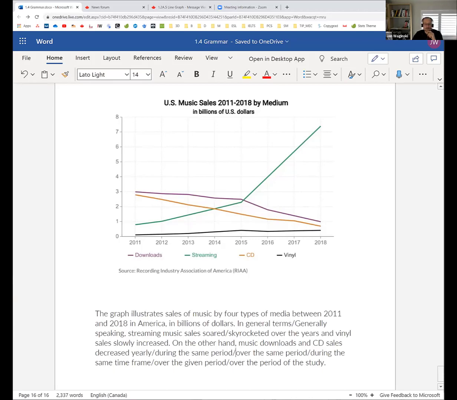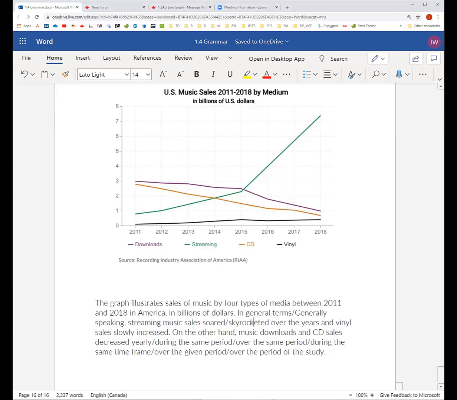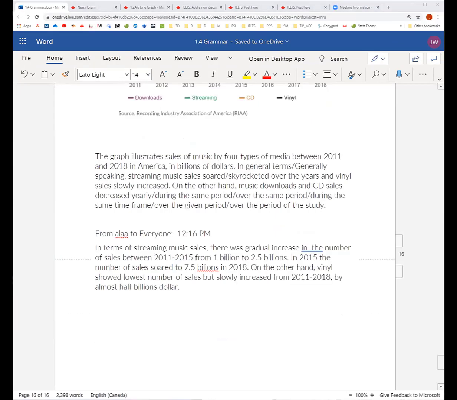Okay, so I'm just going to stop sharing. I'm just going to copy this and stick it in the chat in case you need it right now. Can you tell us which paragraph, like this group, paragraph 1? Okay, so Ala and Safa, body paragraph 1. So Ala and Safa are going to come up with one paragraph about streaming and vinyl. And then Rama and Dina are going to come up with a paragraph about downloads and CDs. Yeah, there we go.